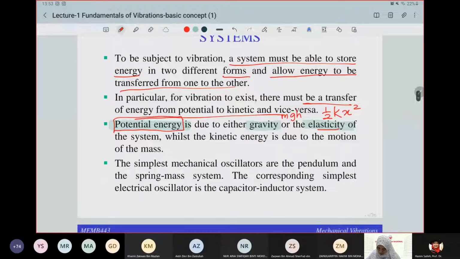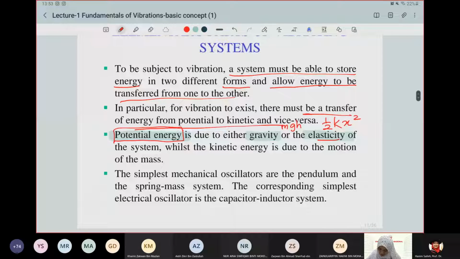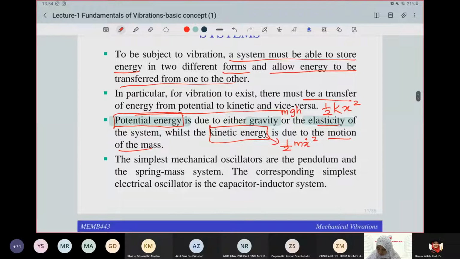And for kinetic energy, it's basically due to the motion of the mass. If you look at any mass, you have your m x double dot, so that will be your acceleration, and the energy equation is half m v squared, so half m x dot squared. Those are the equations. Sorry, maybe this will be a bit confusing because I want to write in terms of energy. If you remember your physics, it's half m v squared, that's why half m x dot squared.